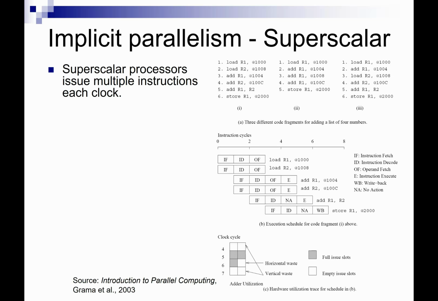And now, even if you're executing a straight line piece of code, the code itself might not seem to have any parallelism in it, but because you have multiple copies of each functional unit, you can actually execute multiple instructions at the same time. To give an example of this, let's look at this piece of code over here. What this is actually doing is adding up 4 numbers.